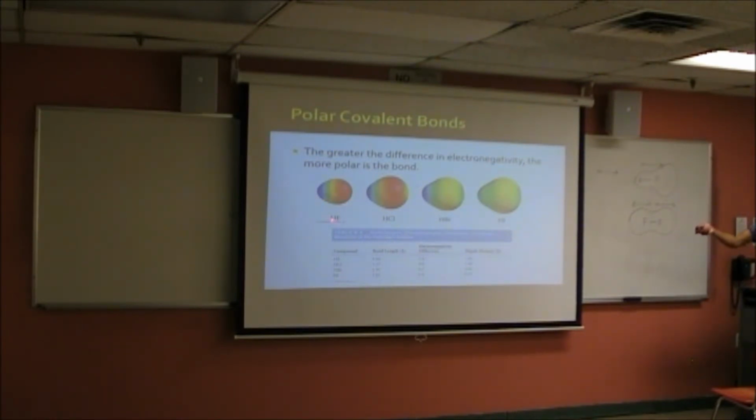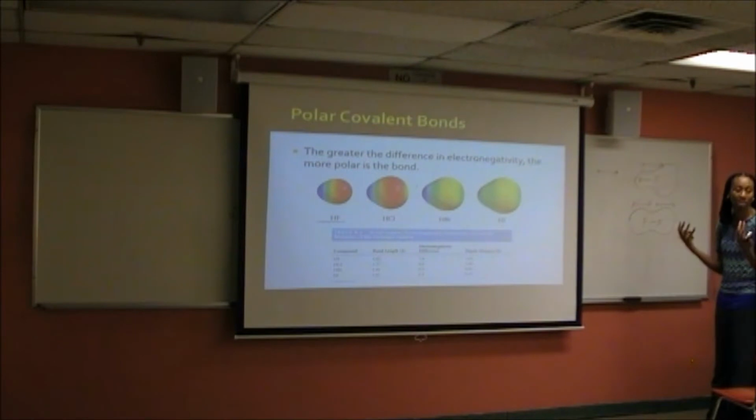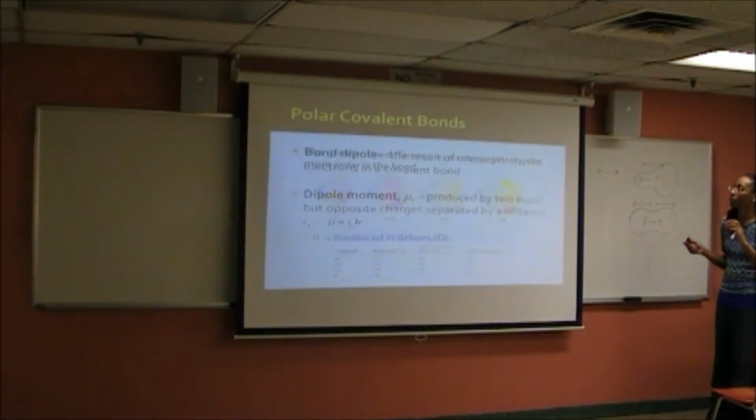So here, you're looking at the polarity based on the electronegativity of your atoms. The electronegativity difference between hydrogen and fluorine is vast. So the polarity of hydrogen fluoride will be much greater than the polarity of hydrogen iodide, because the electronegativity difference between hydrogen and iodine is much smaller. So as your electronegativity difference increases, your polarity will also increase. Do we get that?